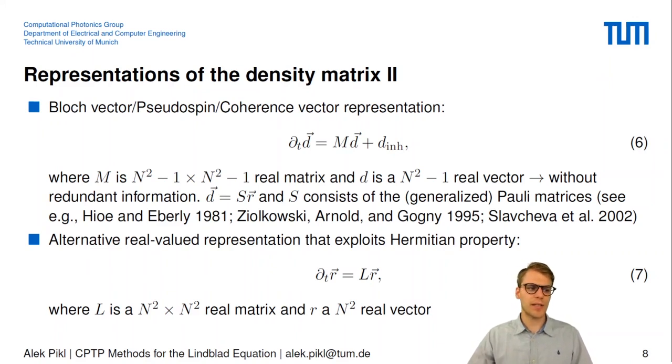And then lastly, we can have an alternative real-valued representation which exploits the Hermitian property. Here, similar to the Liouville space, we have L as a matrix and not as a superoperator, which is an n² times n² real matrix. And then we have R, our density vector, which is an n² real vector. So here we have real entries, but we have bigger matrices than in the regular representation.